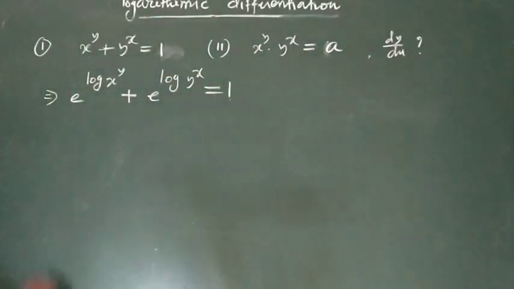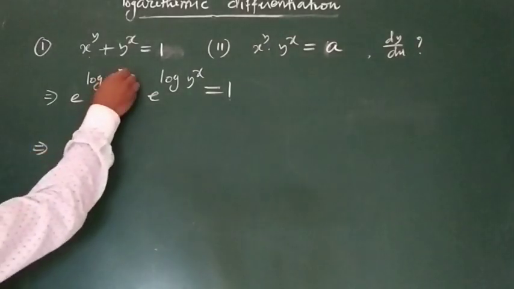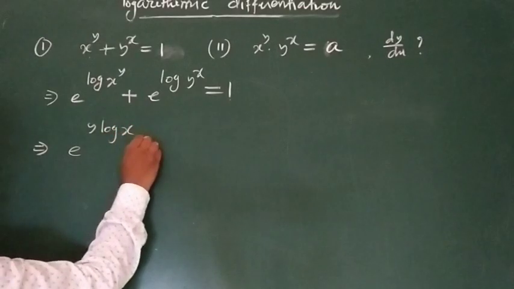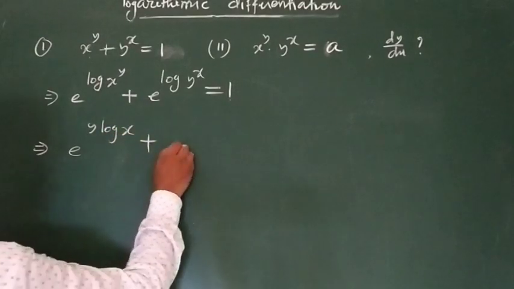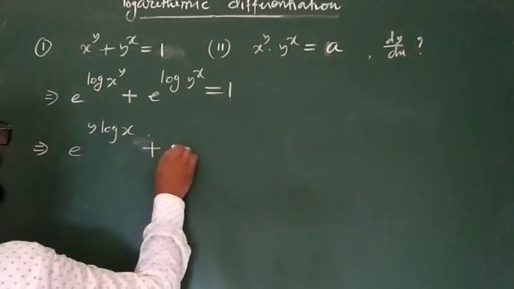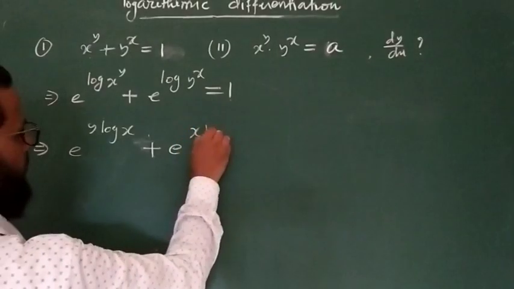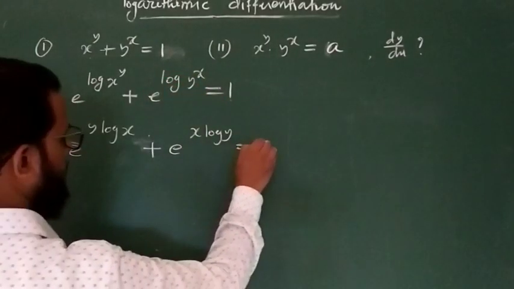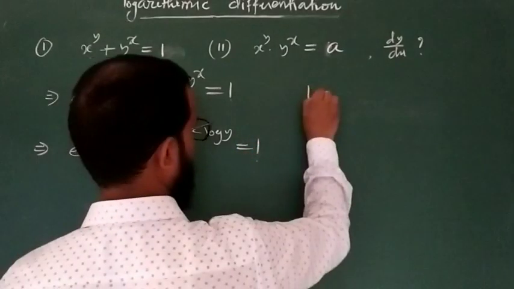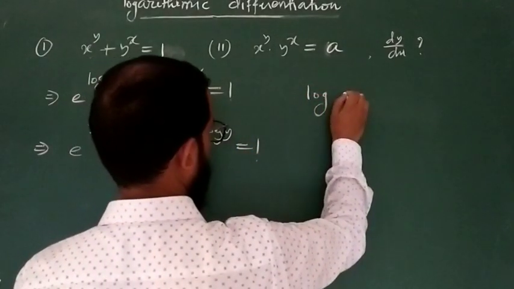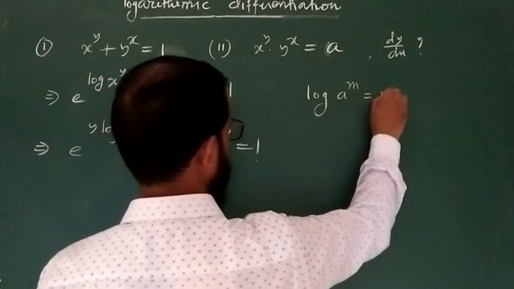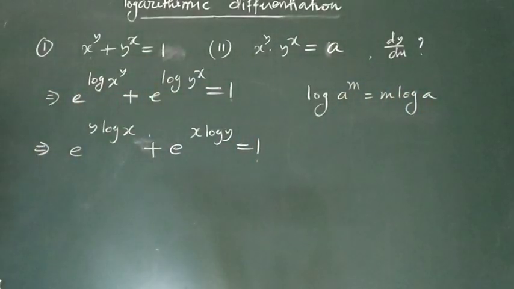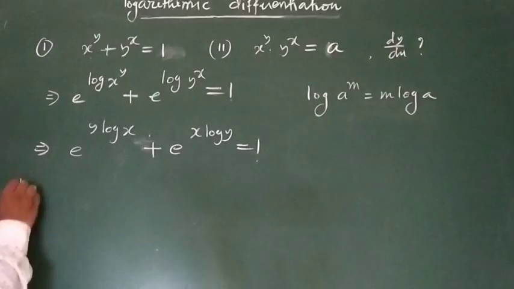Okay, and then it will come here e to the power y log x plus e to the power x log y. This x will be multiplied here. Okay, you know the formula, log a to the power m is equal to m into log a. This formula we have applied. Okay, now differentiating both sides.